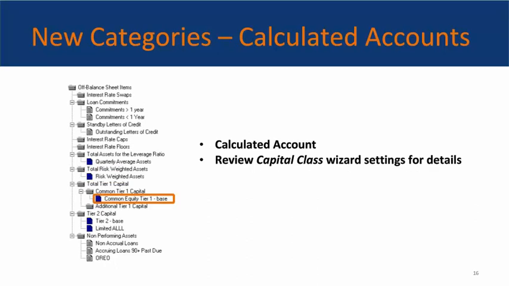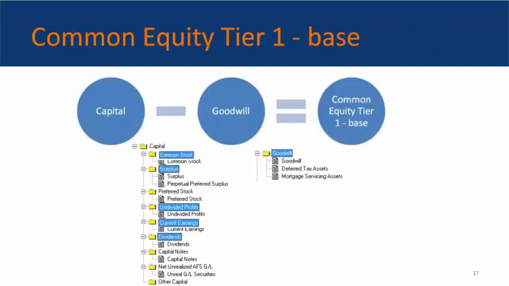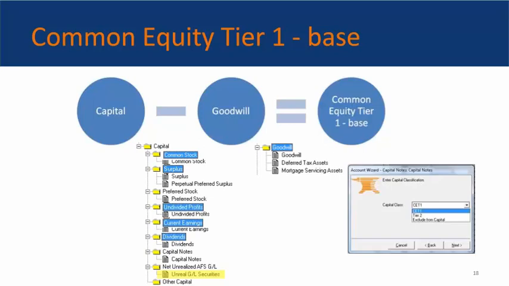Next, the Common Equity Tier 1 Base account contains a number of different components. The highlighted accounts are automatically included in the CET1 calculation. Specifically, Common Equity Tier 1 Base includes common equity, surplus, undivided profits, current earnings, dividends, and goodwill is subtracted. Now, if your bank decides not to opt out in their AOCI election next year, the unrealized gain or loss on securities account, not the category but the account, can be set with the account wizard to be included in CET1.